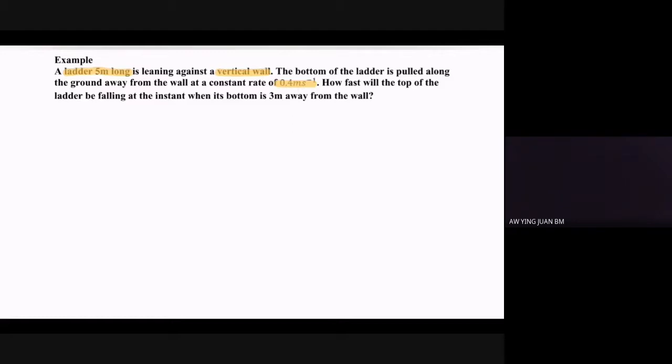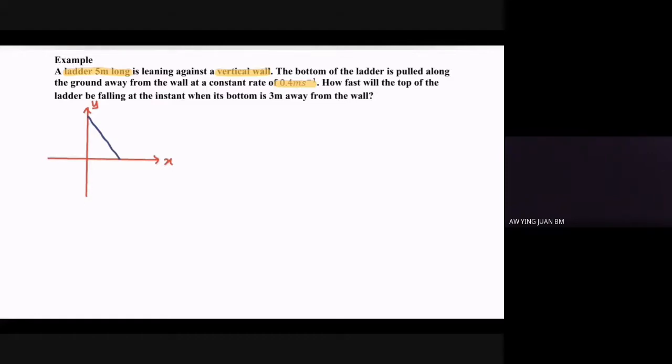So at first, kindly have the situation where we have x, y axis. Here they mention a ladder 5 meter long is leaning against a vertical wall. Let's say the y-axis is the vertical wall and the ladder is denoted in a blue color. So for the horizontal we consider x and the vertical we consider y.